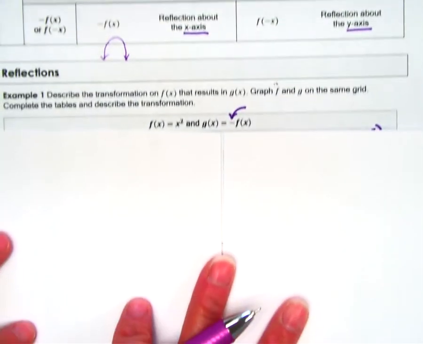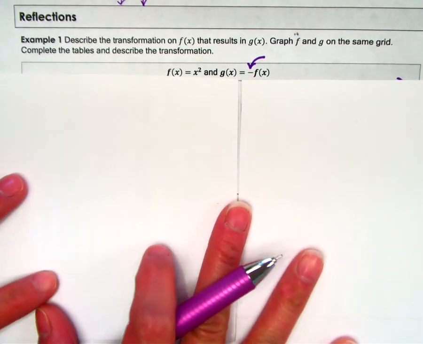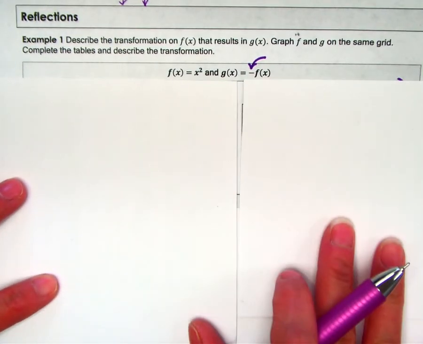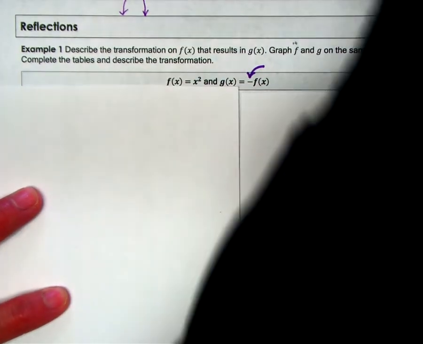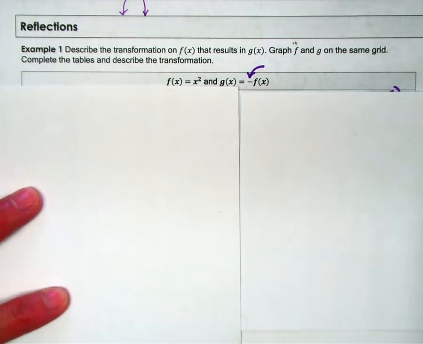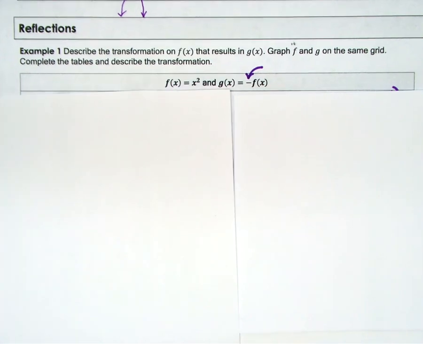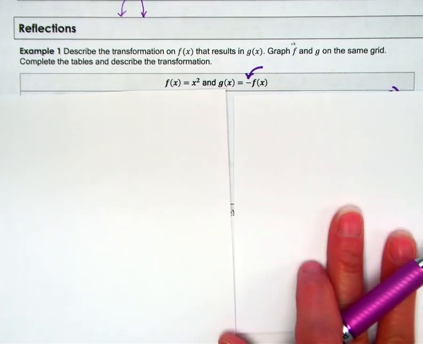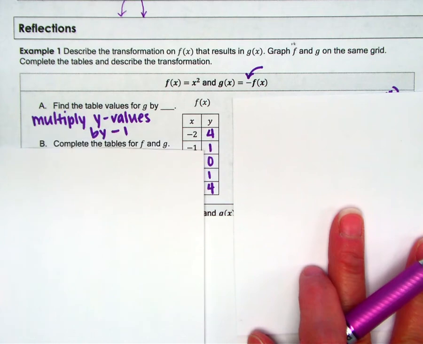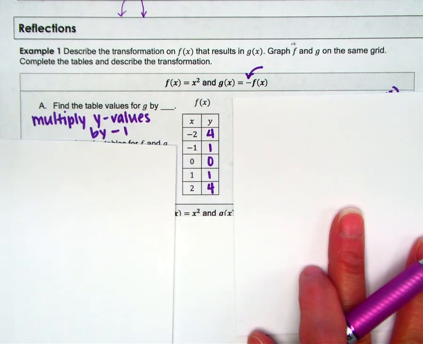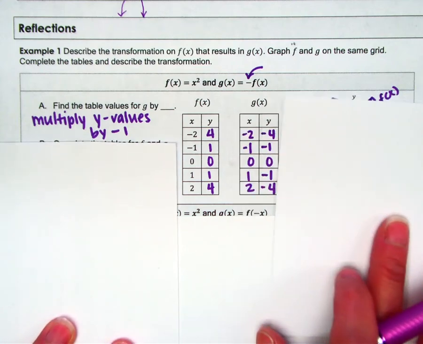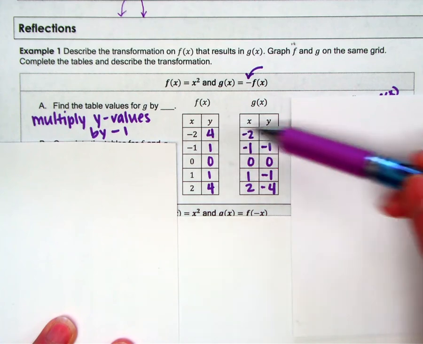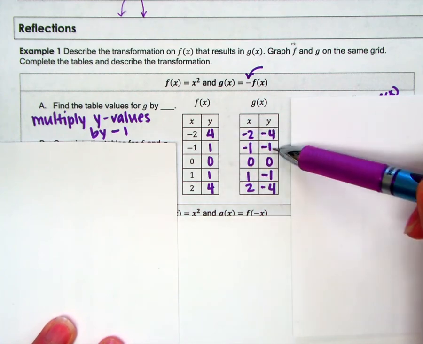In example number 1, you're going to describe the transformation on f of x that results in g of x. So here, there's a negative on the outside. When there's a negative on the outside, we say that that is reflection across the x-axis. So we're going to fill out the table by multiplying all the y values from our parent function, f of x equals x squared, by multiplying the y values by -1. So that will become 4 times -1 is -4, 1 times -1, -1, and so forth.